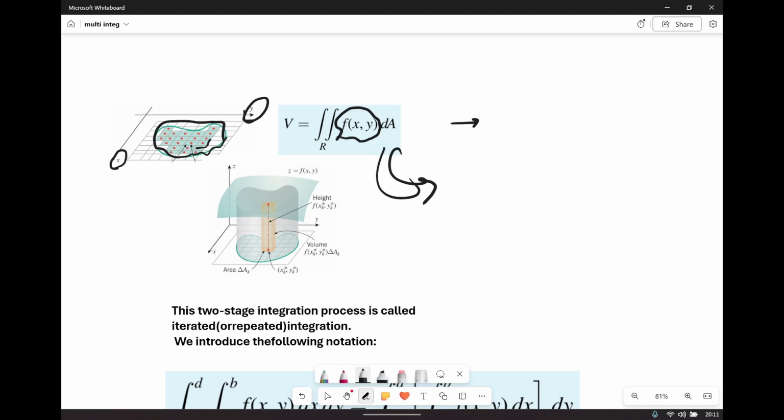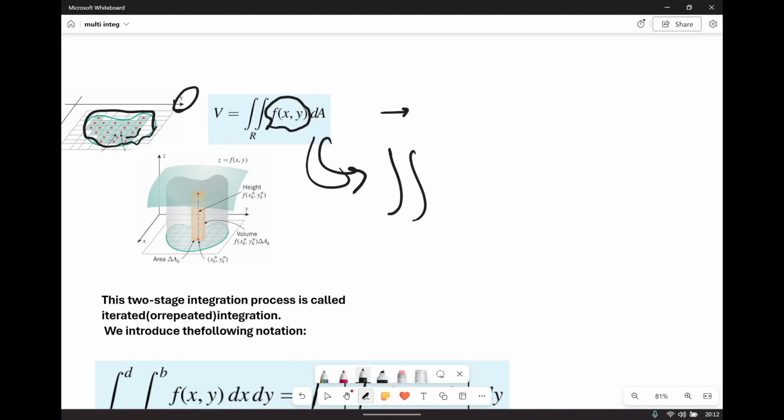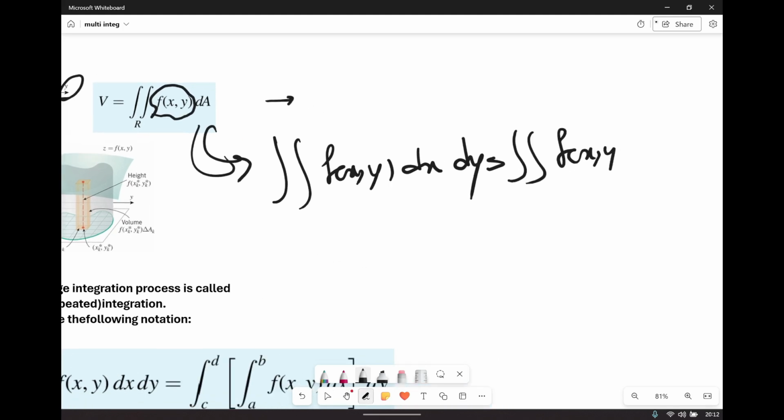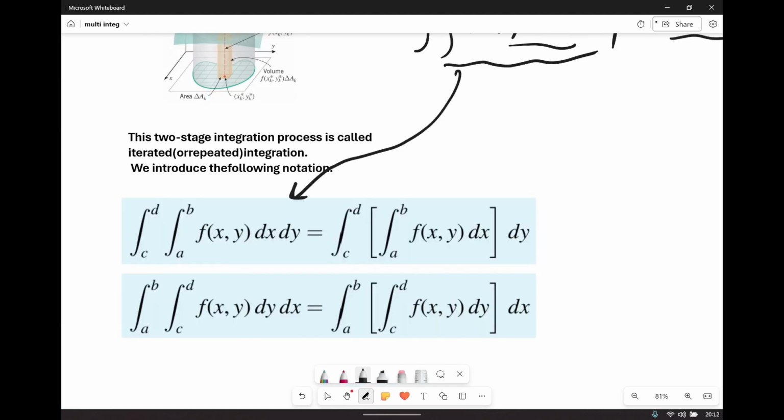Therefore, our calculation turns into the integration of f(x,y) dx dy. Also, f(x,y) dy dx. They are the same when your surface is continuous. Exactly, we use the partial integrals.